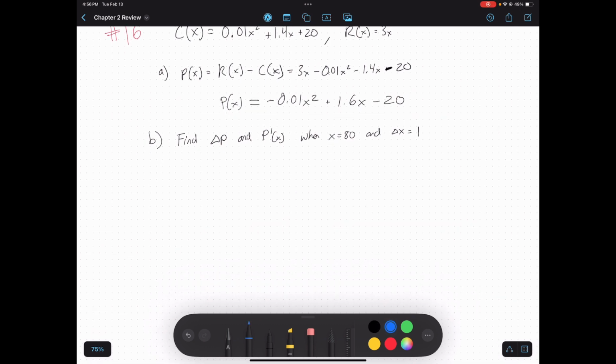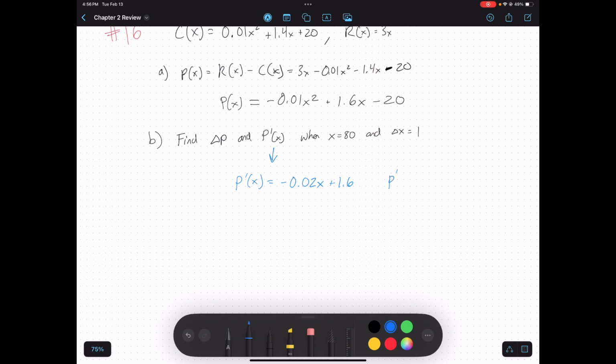well, P prime is simple enough, right? P prime, I know what that means. P prime is the derivative. So let me go ahead and calculate the derivative here. I get negative 0.02x plus 1.6, right? That's me just using the power rule. Negative 0.01 times 2, when I bring down that 2 power, gives me negative 0.02, x to the first, plus 1.6. Okay. Now, you'll notice, though, it does say find P prime of X when X equals 80.